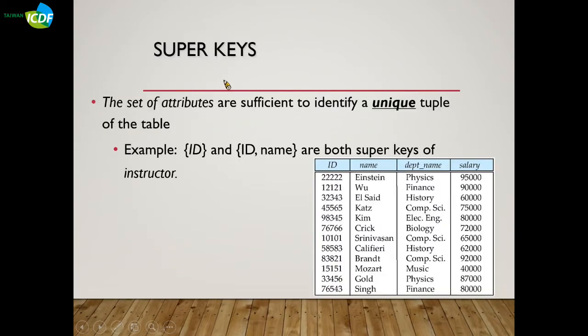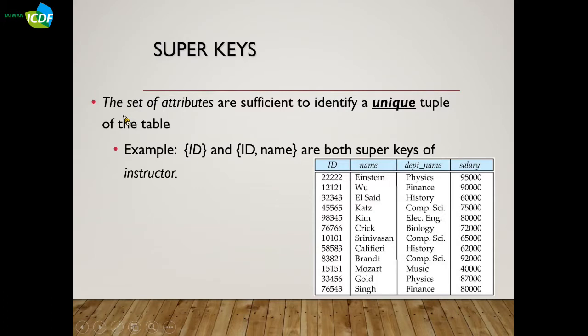After exploring the structure of a table and the database schema, now I would like to introduce some concepts of keys. In relational data models, there are different types of keys. First is the superkey.